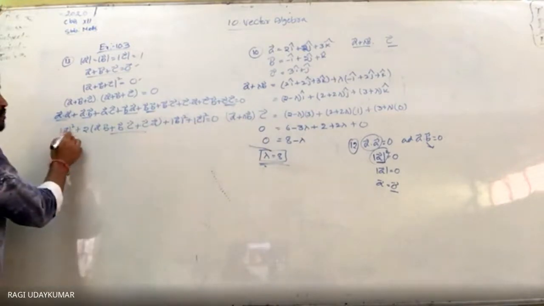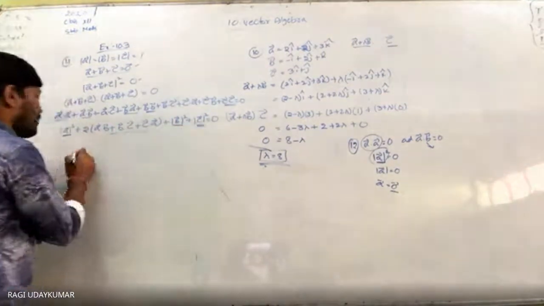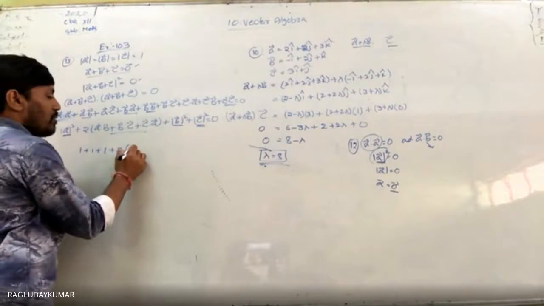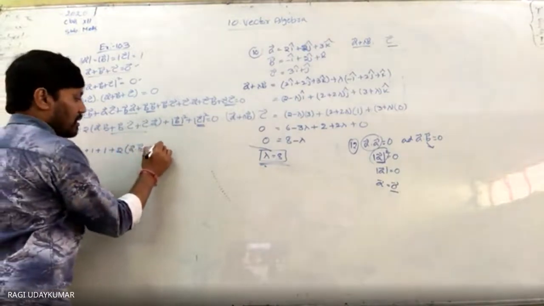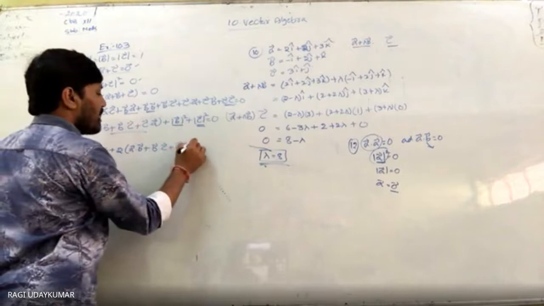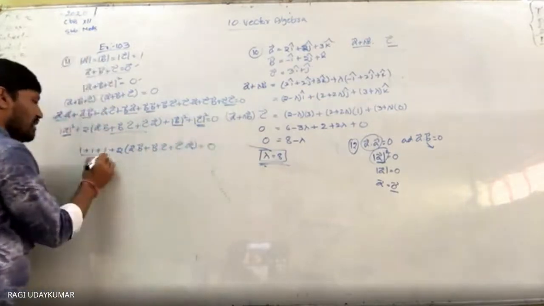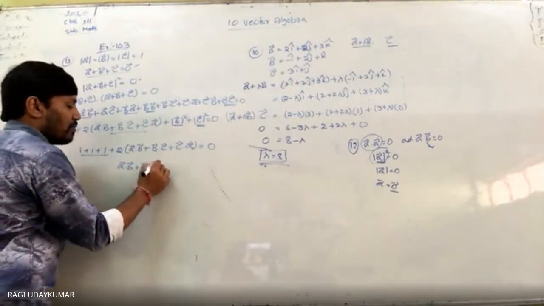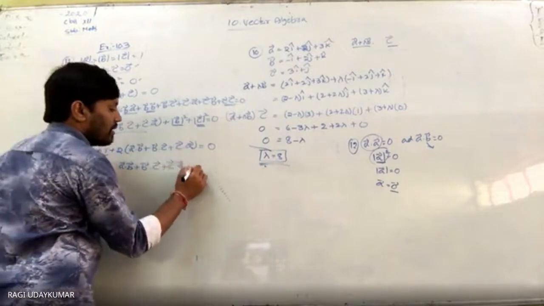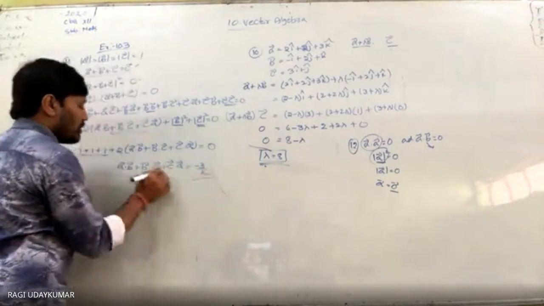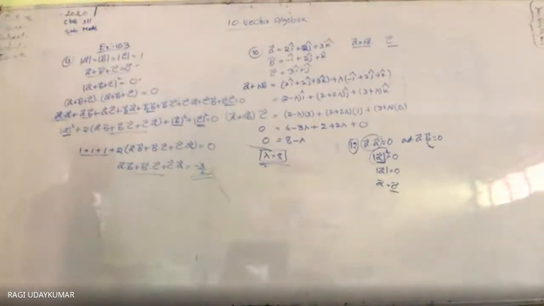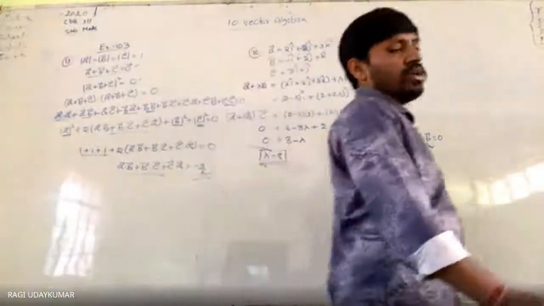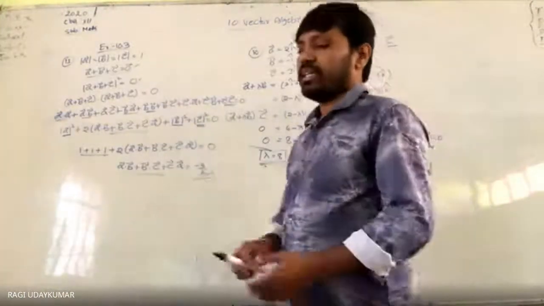So now this is 1, this is 1, this is also 1. So 1 plus 1 plus 1, plus 2 into (a bar dot b bar plus b bar dot c bar plus c bar dot a bar) is equal to 0. This is 3, take 3 to the right side. So we are going to get a bar dot b bar plus b bar dot c bar plus c bar dot a bar is equal to minus 3 by 2. Understood? So this is the way to find the solution for this problem.